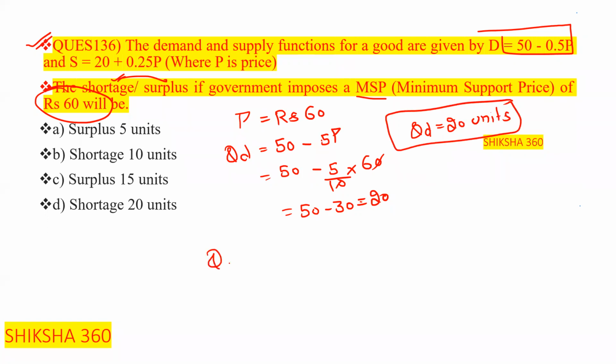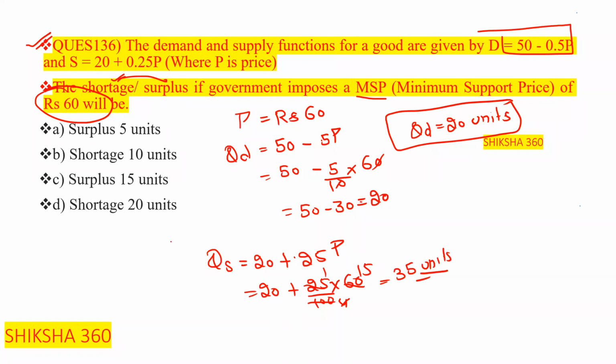And quantity supplied is 20 plus 0.25p, which is 20 plus 25 upon 100 into 60, that is 1 by 4 into 60, so 15. That makes 35 units. So quantity supplied is more than quantity demanded. That is the condition of a surplus. The surplus is the difference between the two, that is 15 units.